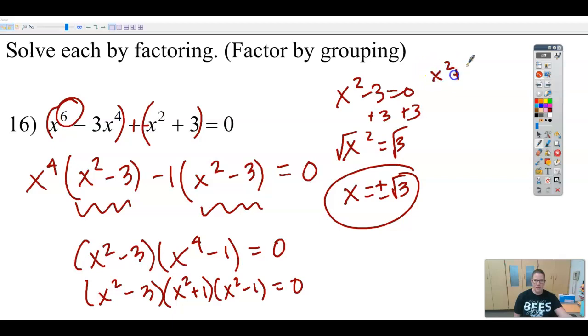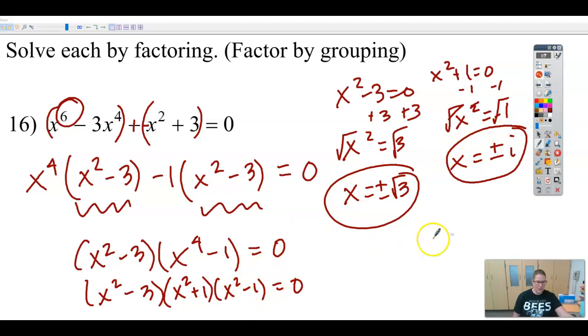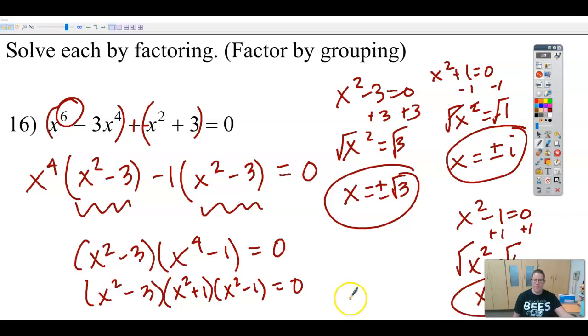x squared plus 1 equals 0. I would subtract 1 from both sides. So x squared equals -1. When I take the square root of that, I'm getting the square root of a negative, which means it's imaginary, and the square root of 1 is 1, so it would just be plus or minus 1i, or i. And for the third one, x squared minus 1 equals 0, I would add 1 to both sides. So x squared equals 1, which means x equals plus or minus 1, because the square root of 1 is 1. Okay? So I'm going to pull up one more example.